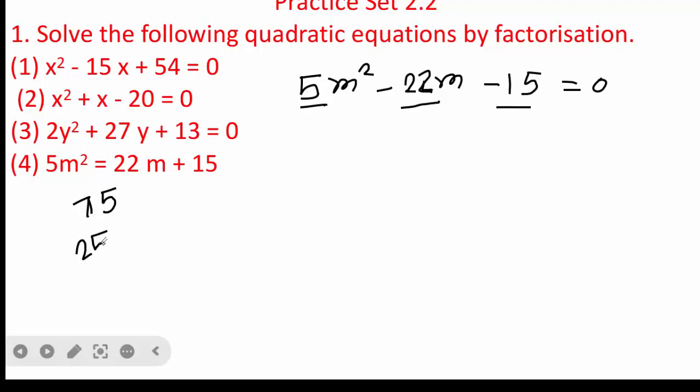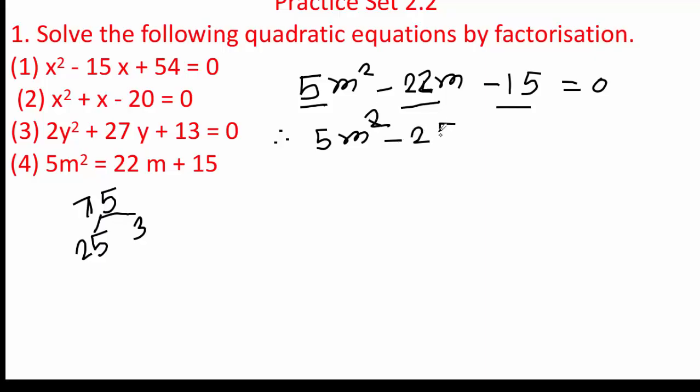Then 25 into 3 is 75 and 25 minus 3 is 22. Thus, difference of these is 22. Therefore, I shall take this pair 25, 3. Therefore, I shall write this equation as 5m square minus 25m plus 3m minus 15 equal to 0.